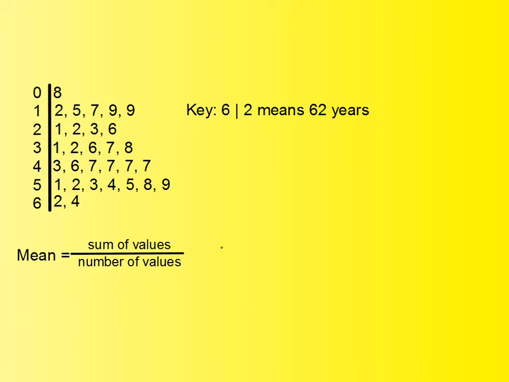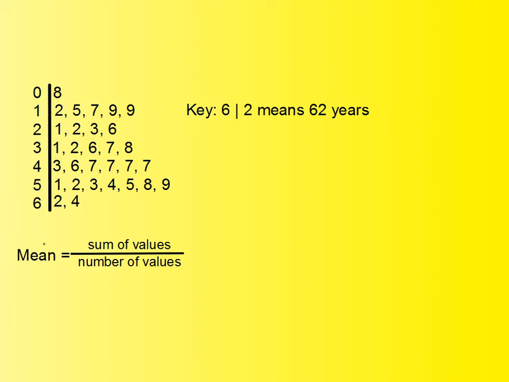The formula is x bar equals sigma x over n. That's there to remind us that x bar represents the mean, and sigma x means the sum of the values, divided by n, the number of values. So that's what we do.